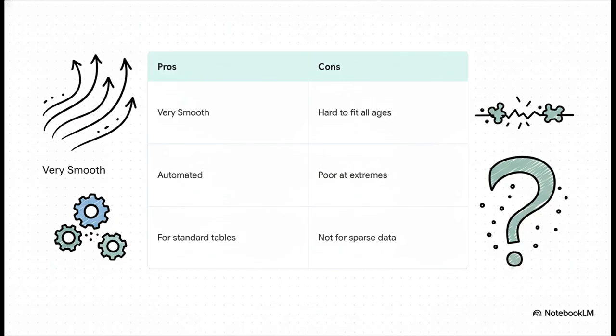But here's the catch. Human life is complicated. It's really, really hard to find one single equation that perfectly describes mortality for a newborn and a 100-year-old. So this method can sometimes struggle at the extreme ends of the age spectrum.